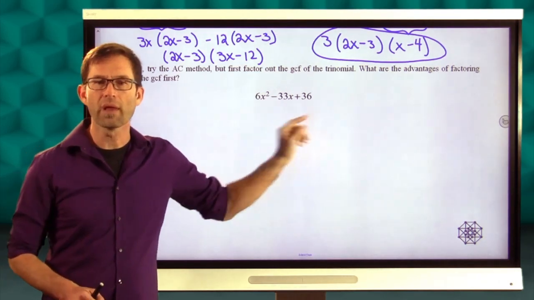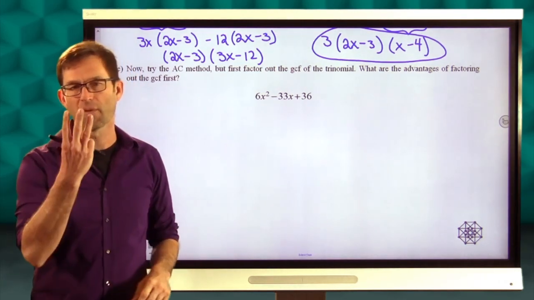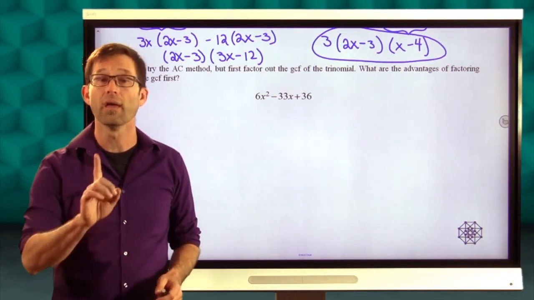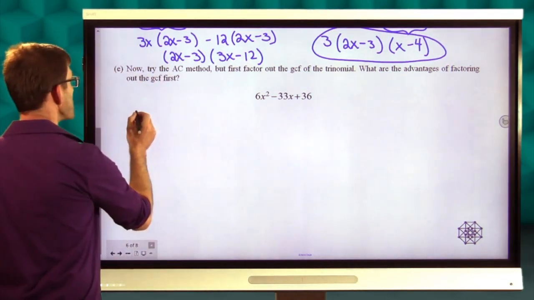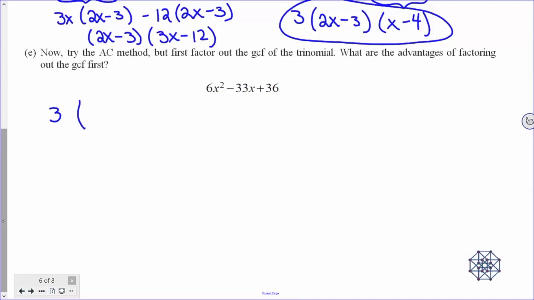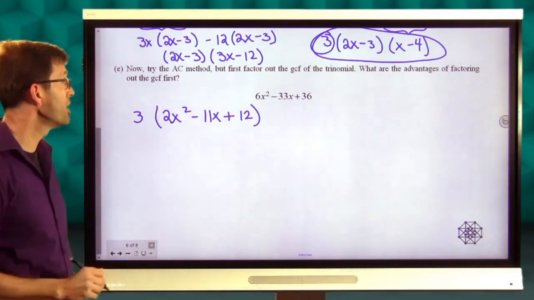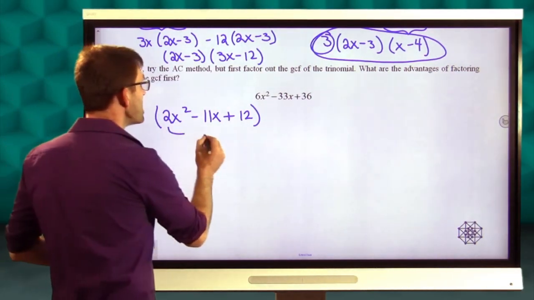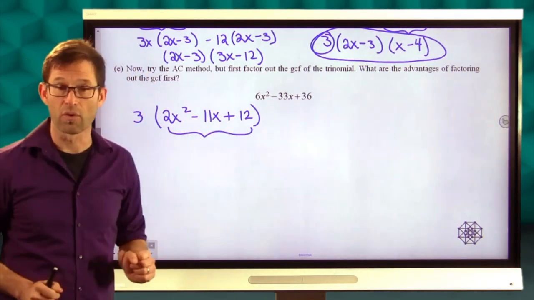6, 33, and 36 all have a common factor of 3, and I want to factor that out first, okay? In other words, I want to take this thing and get this 3 out of the problem. And when I factor that 3 out, I'm left with 2x squared minus 11x plus 12, right? So I factored that 3 out. Now what I have to do is use the AC method to factor that.